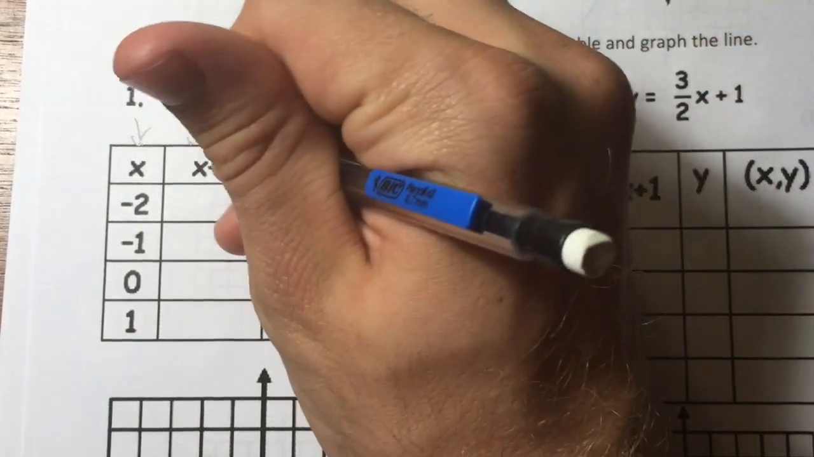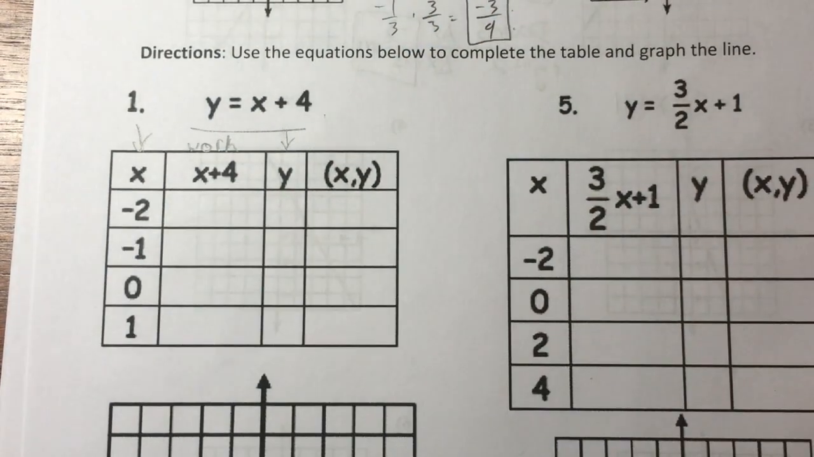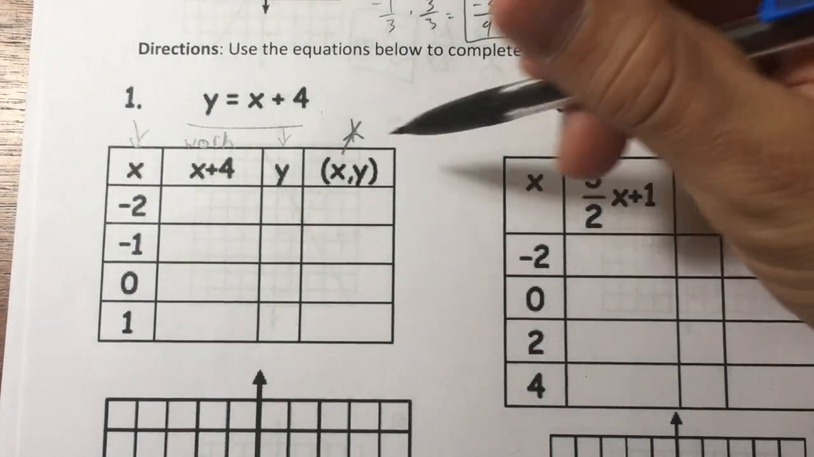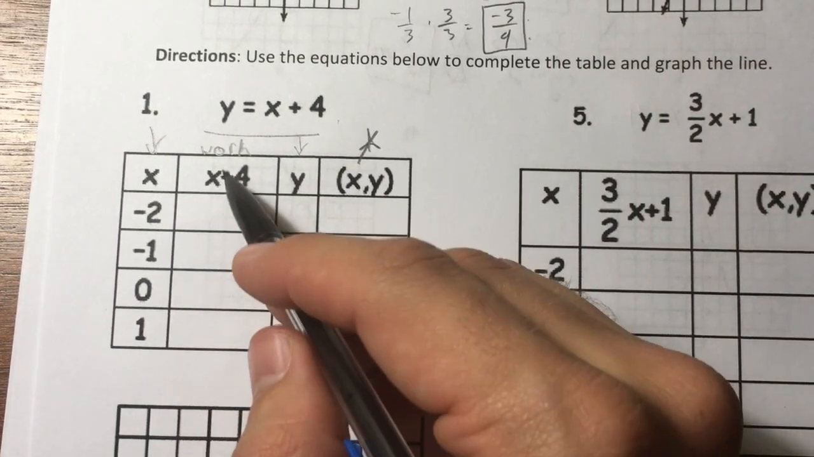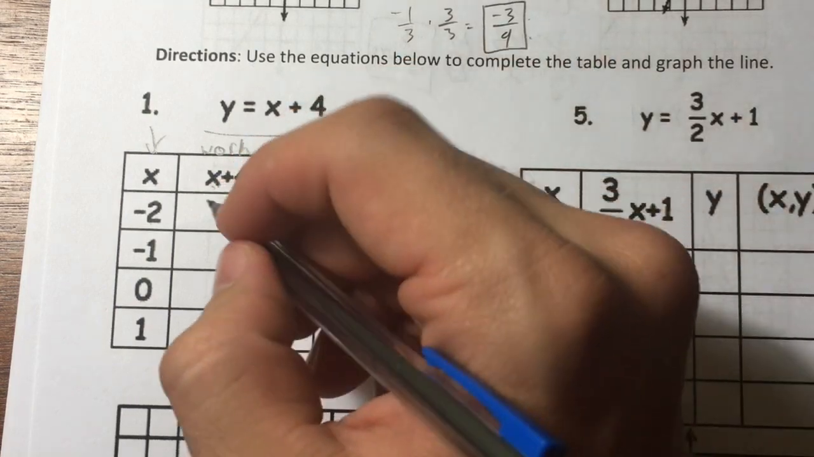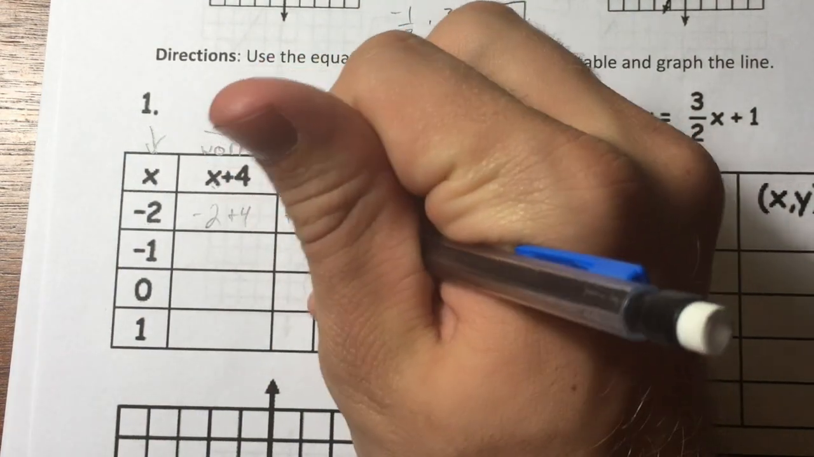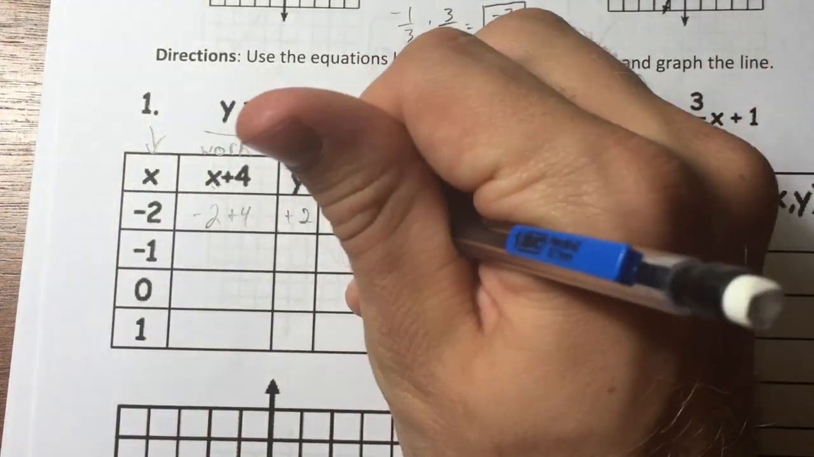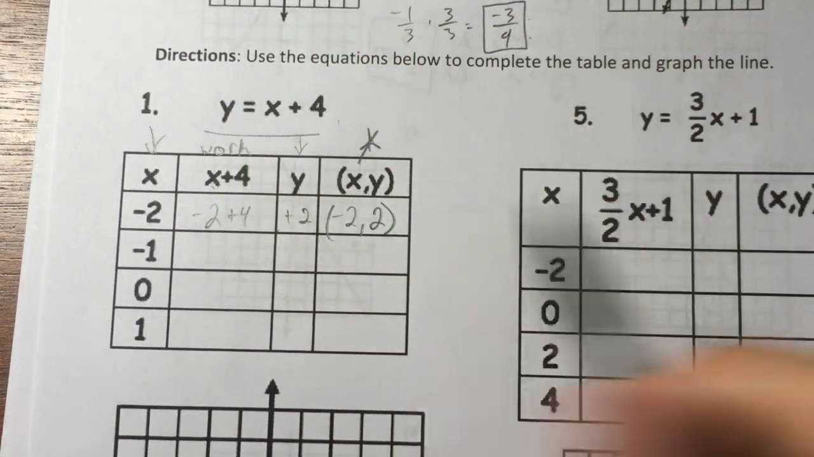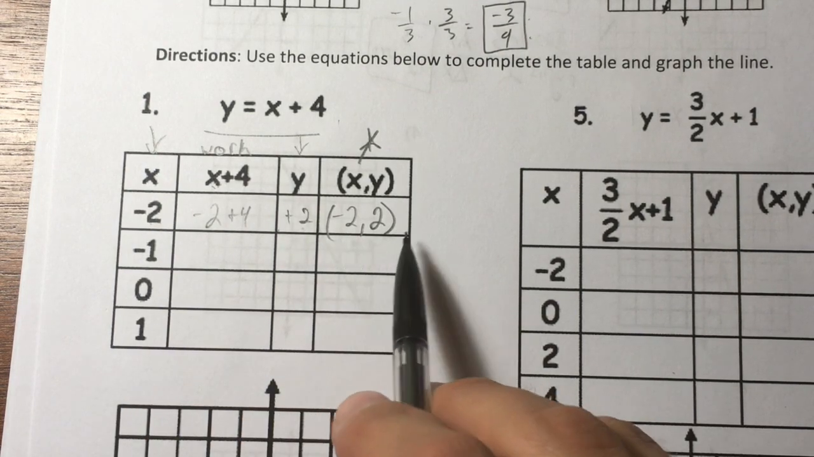This is going to be our work column where we're going to show all our work. Then this is going to be the y value we get out, and then to put it all together, we're going to write our coordinates in this last column. All right, so if my x value is negative 2, that means wherever I see an x, I'm going to substitute negative 2. So this would look like negative 2 plus 4. Negative 2 plus 4 gives me a positive 2. So my coordinate would be negative 2, positive 2. My x value was negative 2. The y value I got out was positive 2, so I get negative 2, positive 2.